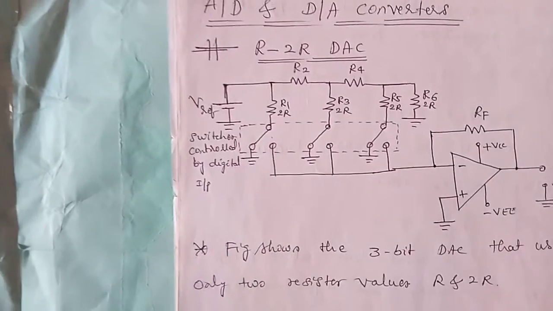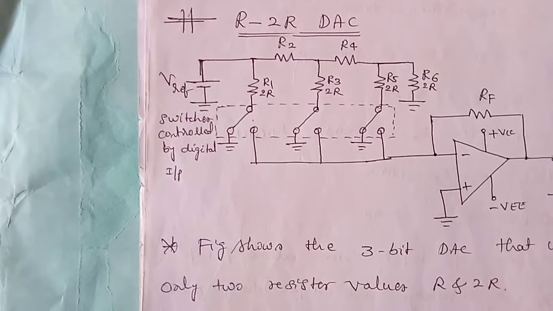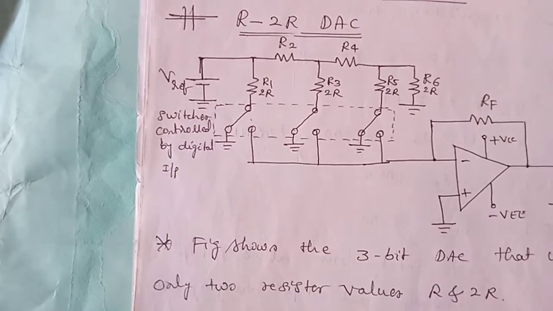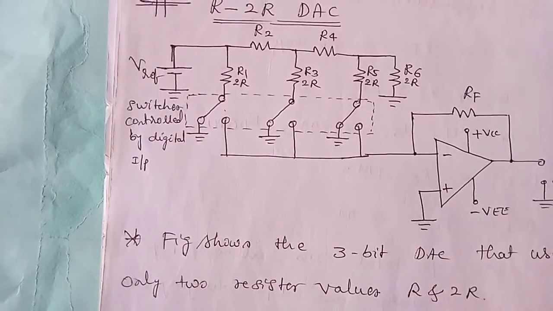Next section will be analog to digital and digital to analog converters. So first we are going to study the R to 2R DAC circuit, where a digital input will be converted to an analog output. For this we are going to use an op-amp 741.